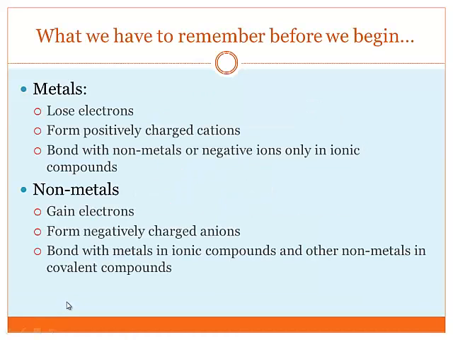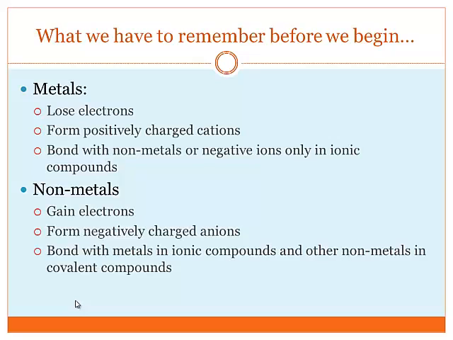So before we get started, what I have to have you remember is that metals lose electrons, and because of that they form positively charged cations. Because they form positives, metals cannot bond with other metals. Instead, they bond with nonmetals or negative ions only in forming ionic compounds.